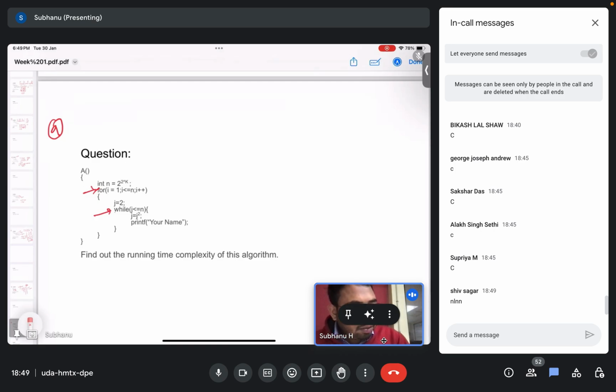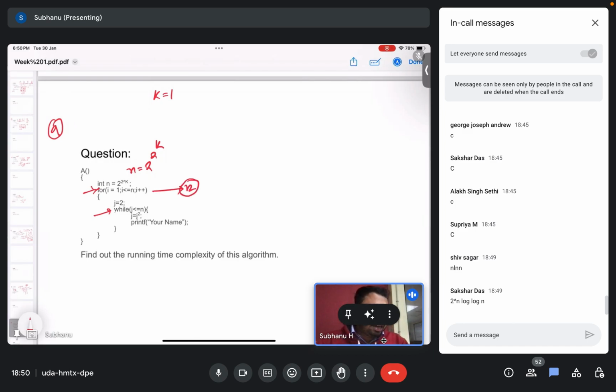So I am giving you a hint about where you will start basically. Start from k is equal to 1, because you see that here n is basically 2 to the power k. And you know that this loop will run for n times, but you don't know how many times this loop will run. So start from the k value.